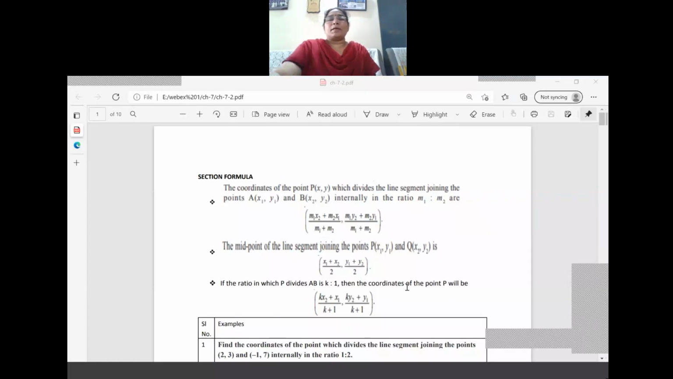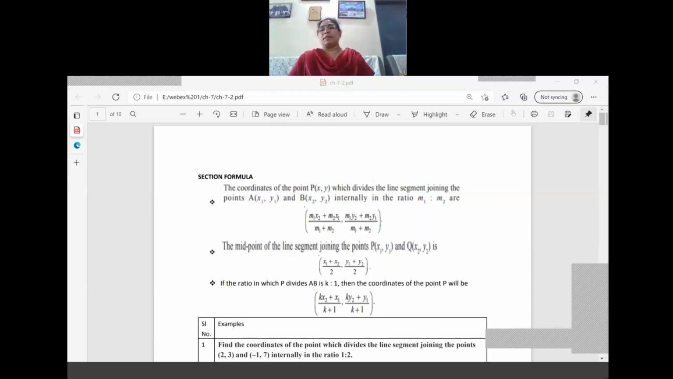I hope you have already learned the section formula thoroughly. Section formula based questions we are doing today. First, let me just say what the section formula is. The coordinates of the point P(x, y), which divides the line segment joining the points A(x1, y1) and B(x2, y2) internally in the ratio m1:m2, are ((m1x2 + m2x1)/(m1 + m2), (m1y2 + m2y1)/(m1 + m2)).